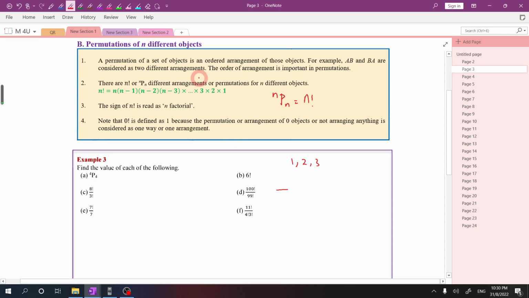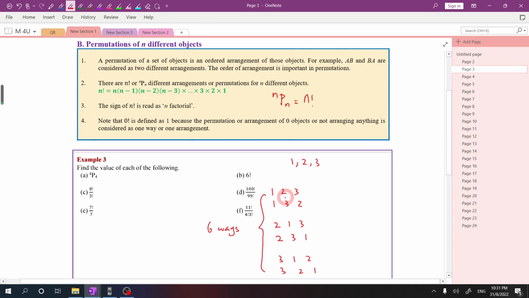It can be 1, 2, 3, or 1, 3, 2. It can be 2, 1, 3 or 2, 3, 1, and 3, 1, 2, 3, 2, 1. In total, how many arrangements do we have? 1, 2, 3, 4, 5, 6. We have 6 ways to arrange them.